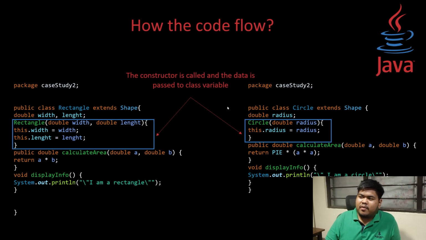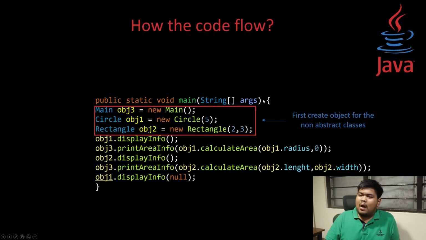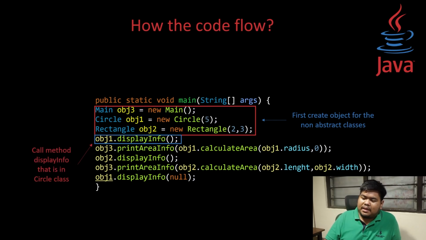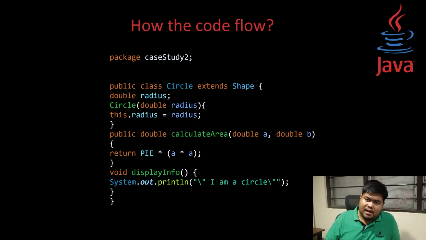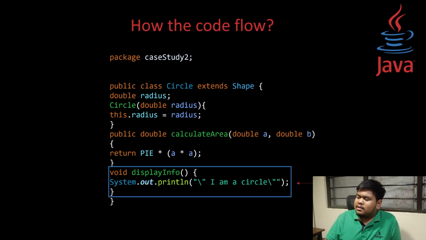Let's move on. So how does the code flow again? After we have created the object, we will call the method to display the info that is in the circle class. So let's get back to the circle class. In the circle class, as we can see here at the bottom, this method is called. This method is void displayInfo, void because we don't want to return a value. displayInfo is the name, and it will print "I am a circle" to the terminal.